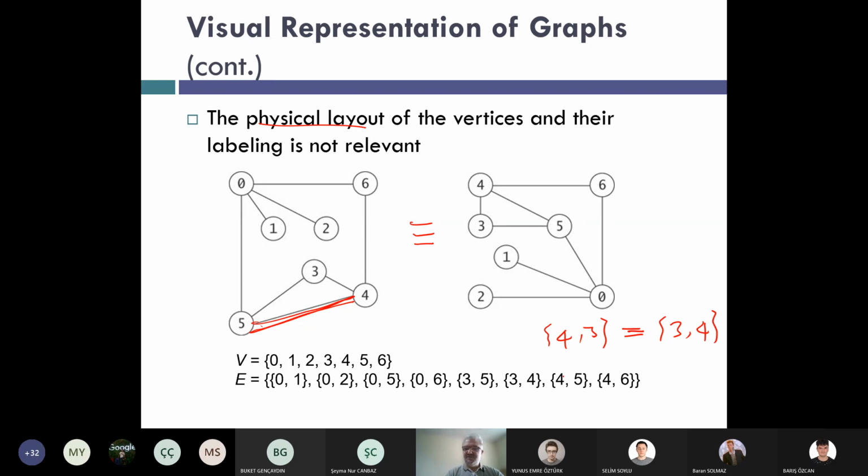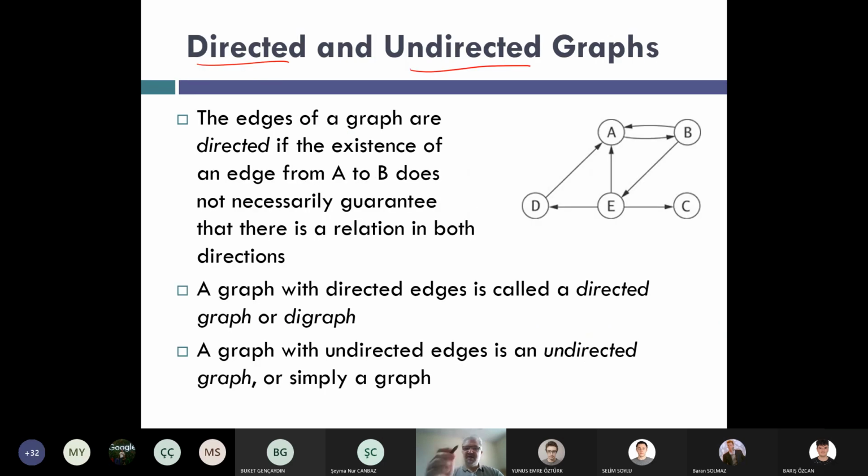So there is no order between the vertices in this representation. So the relation between 4 and 3 is both ways. So 3 is related with 4 and 4 is related with 3, or there is a connection from 4 to 3, and there is a connection from 3 to 4. So there is no direction in this case, but sometimes we may need directed edges. Then we have a directed edge.